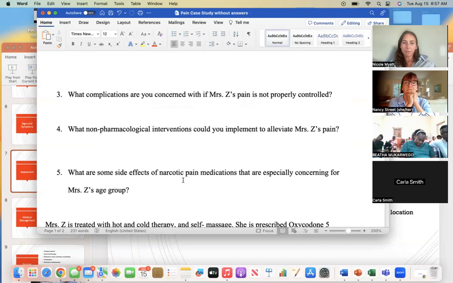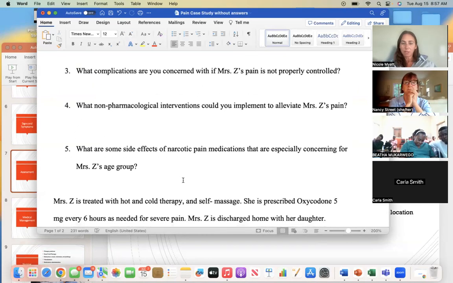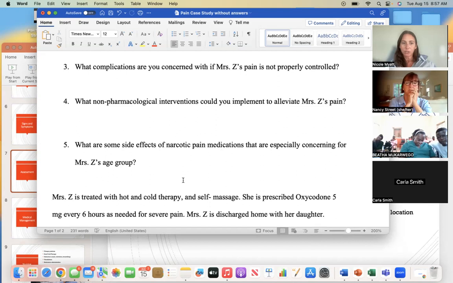What are some of the side effects of narcotic pain medications that are especially concerning with Mrs. Z's age group? I don't know that we talked about this at all, but do you know any of the side effects of narcotic pain medication? So one of them is constipation. Confusion. Very good. Excellent. Constipation, confusion. Very good.